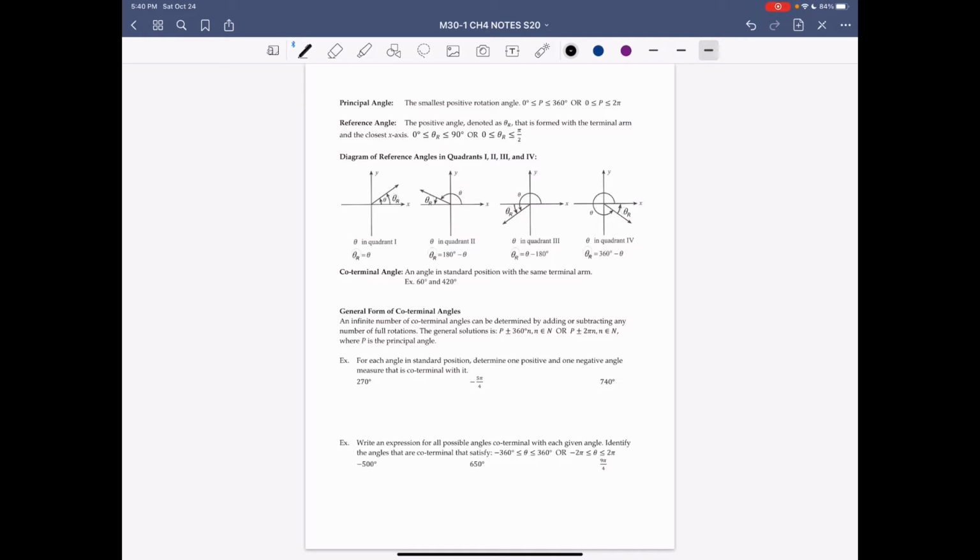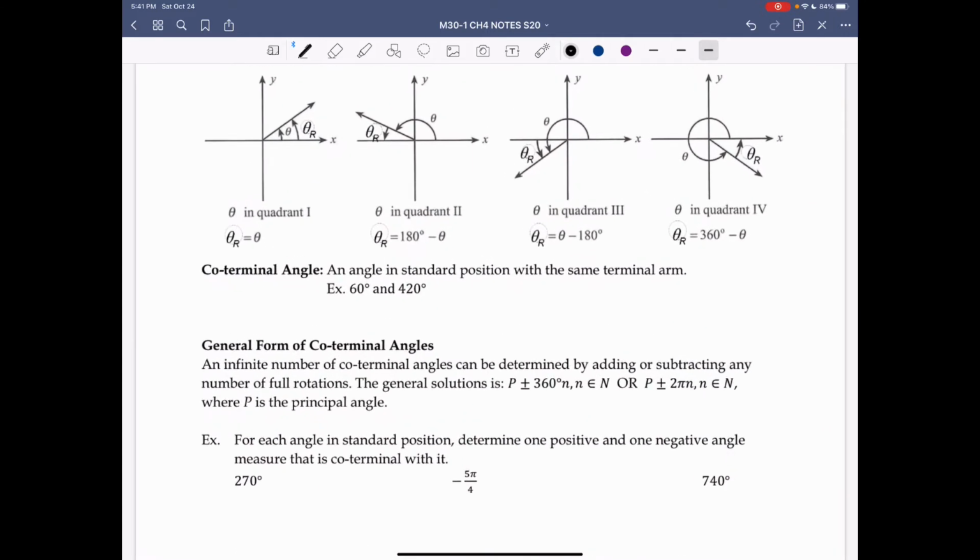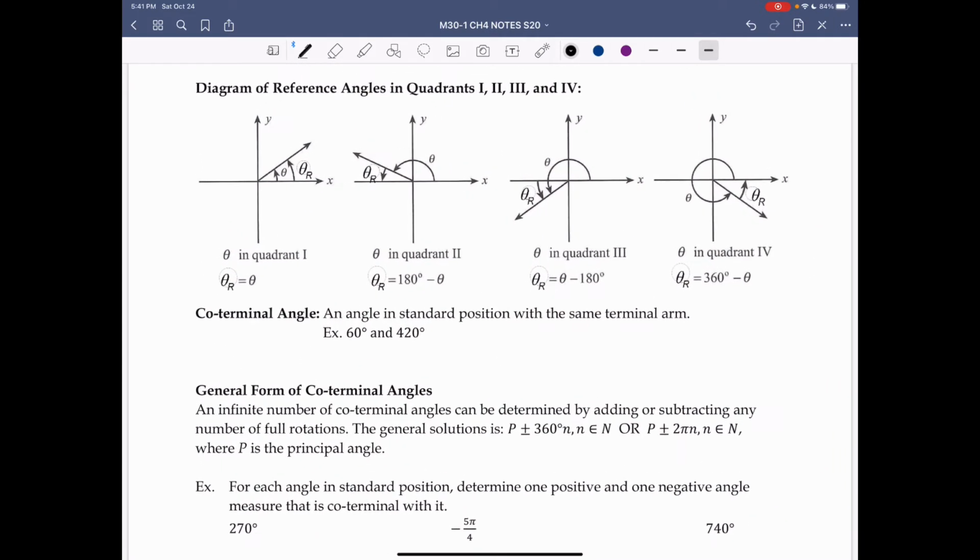The reference angle is the positive angle denoted as theta r that is formed with the terminal arm and the closest x-axis. Theta r is greater than or equal to 0 degrees and less than or equal to 90 degrees. Or for radians, theta r is greater than or equal to 0 and less than or equal to pi over 2. Here's a diagram of reference angles in quadrants 1, 2, 3, and 4.